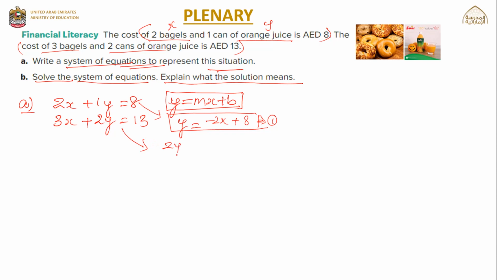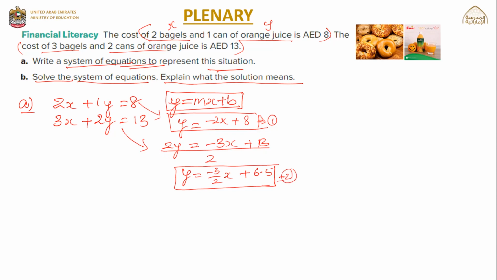Then rewrite the second equation in slope-intercept form. So you'll be having 2y equal to, when 3x comes to the other side, negative 3x plus 13. Divide both sides by 2 so that you can eliminate the coefficient 2 from the variable y. So you'll be getting y equal to negative 3 over 2 x plus 13 over 2, which is 6.5. You get the second equation. Now, using the slope-intercept form, you're going to graph this.